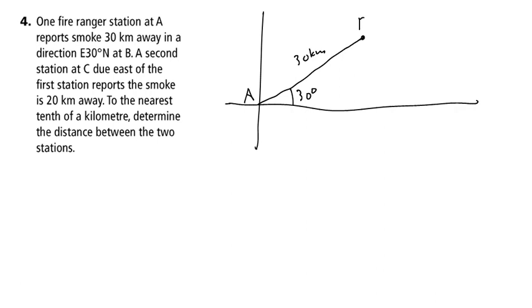And we're going to say the fire is at B. And then we have a second station, C, that's due east of the fire station. So it's going to be somewhere on the x-axis. And it says that the fire is 20 kilometers away. So we've got 20 kilometers between station C and the fire. And now for the amazing part, they don't know the distance between the two stations, even though they have all that information.